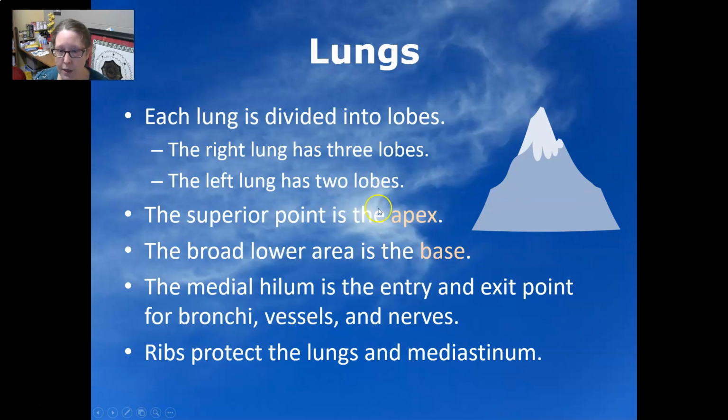The superior point of the lobe is the apex. So think of a mountain. The apex would be the top, right? The lobes of the lungs have this kind of triangular shape. So the top part is the apex, and the wide lower area is the base, just like the base of a mountain. And then the medial hilum is where you have the entry and exit points for the bronchi, the vessels, and the nerves. And the ribs protect the lungs and the mediastinum, the heart, etc.